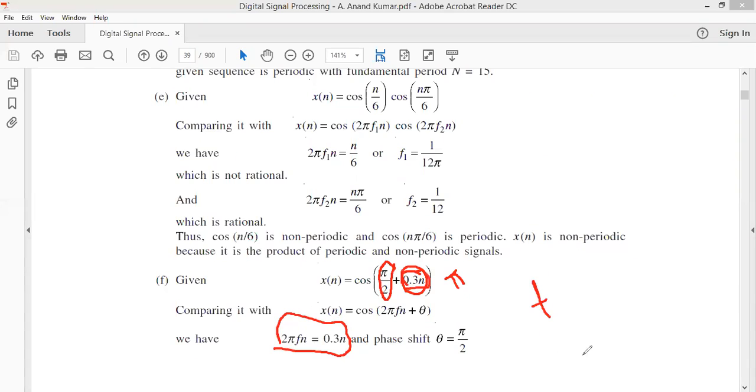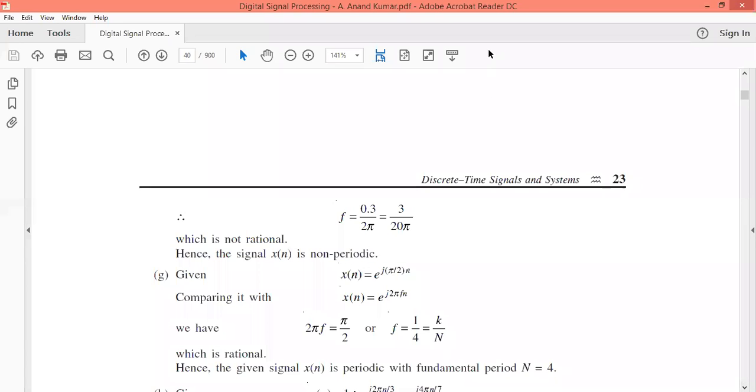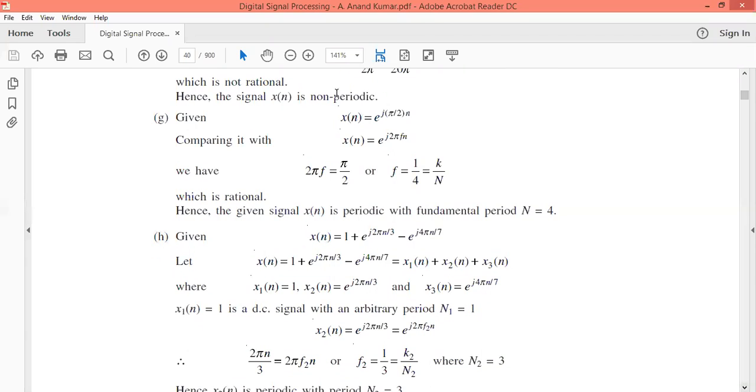Then find out f. If f is a non-rational number, then it is a non-periodic signal. In this case, it is a non-rational number, so it is a non-periodic signal. Anyway, this next one is a complex exponential. Pi is also present in this, so this becomes periodic. To find out the period, you have to compare this with 2 pi fn. Just now we discussed this, it is periodic only. Like that we have to compare all of these.